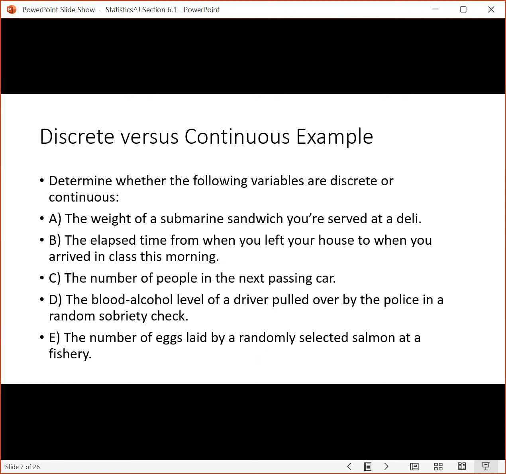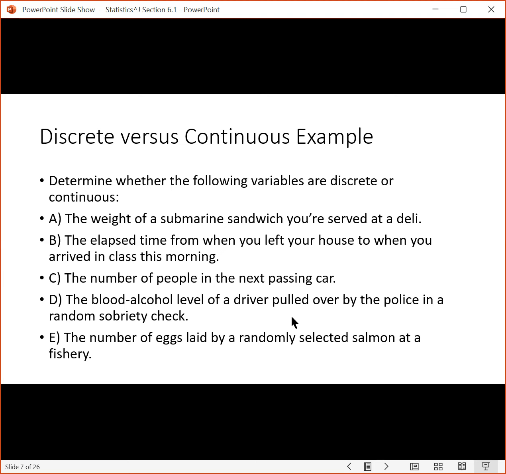So with weight, the weight of a submarine sandwich would be an example of a continuous variable because we use decimals with weight. Elapsed time, so time, we also use decimals, right? You could have 10 minutes and then 10.01 minutes and 10.00000001 minutes. We could add as many decimal points as we want when it comes to time, and so that is infinite data. That's going to be an example of continuous. Number of people in the passing car. People is countable, not infinite. There's not infinite people in the car, and so we would say that's discrete.